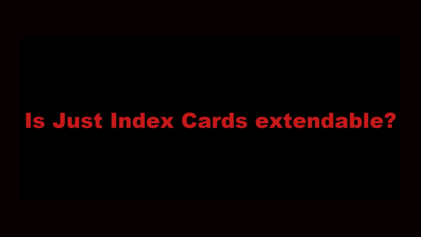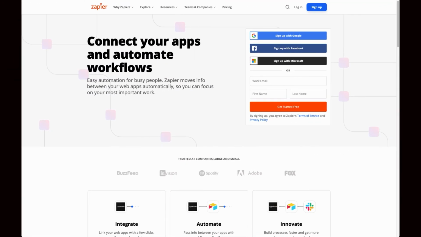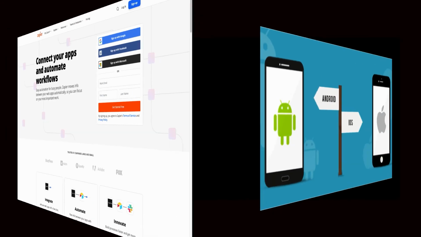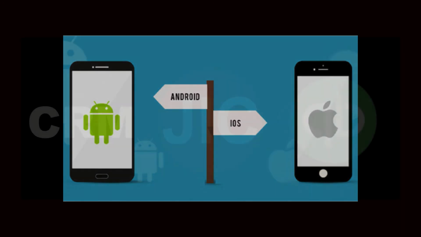Is Just Index Cards extendable? Yes, JIC has an ever-expanding public API with endpoints for creating and editing index cards, creating and editing leads, retrieving lists of index cards, and retrieving lists of leads. JIC has an integration on Zapier that allows you to connect JIC to lots of other apps. And we are working hard to bring JIC to mobile and tablet with native apps for iOS and Android. If you'd like to participate in beta testing our native apps, just let us know.